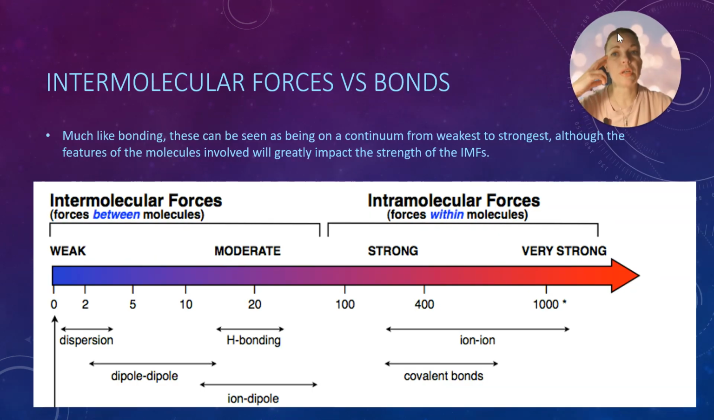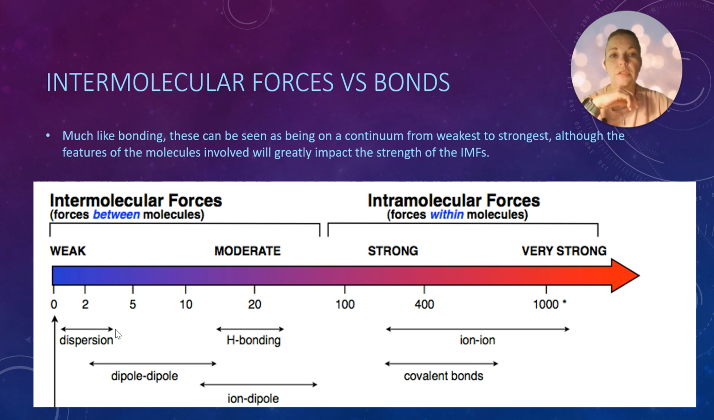Much like bonding, IMFs can be seen as being on a continuum from weakest to strongest. There is overlap there, and it really depends on the features of the molecules themselves. Just like with bonds, we saw that the strength of the bonds depends on features of the atoms themselves. But the features of molecules involved will greatly impact the strengths of the IMFs, and we're going to talk about that more here in this topic.